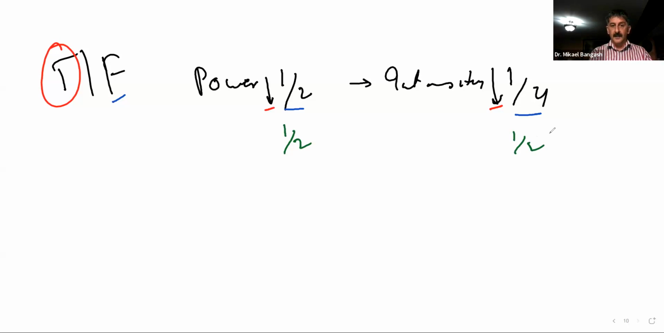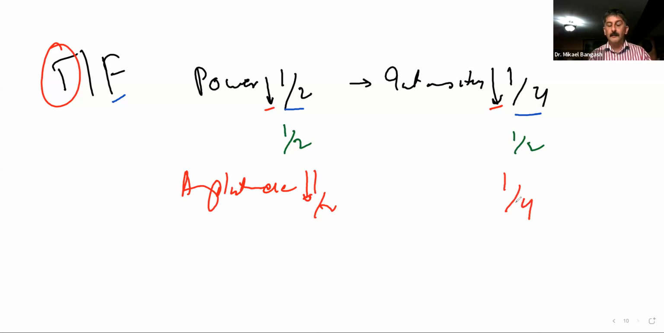Okay. This would have been true had they said amplitude here. The amplitude is reduced to its 1/2. Then yes, your intensity was reduced to 1/4. That would have been true. Or even if I said power here and amplitude here, it would still be true.